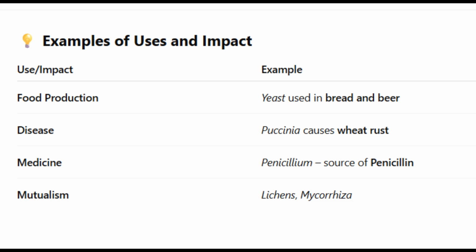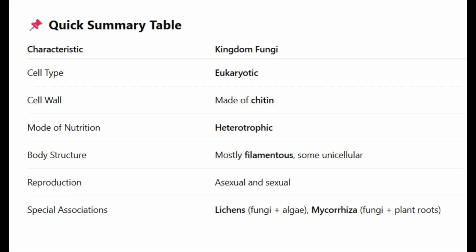Examples of uses and impact. Use/impact example. Food production: yeast used in bread and beer. Disease: Puccinia causes wheat rust. Medicine: Penicillium, source of penicillin. Mutualism: lichens, mycorrhizae. Quick summary table.